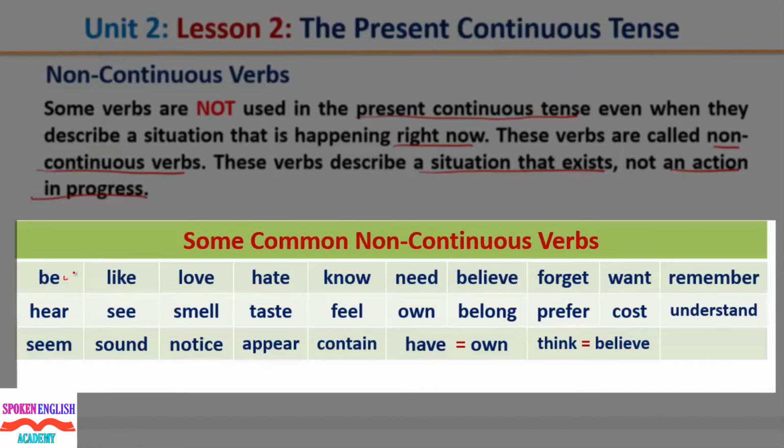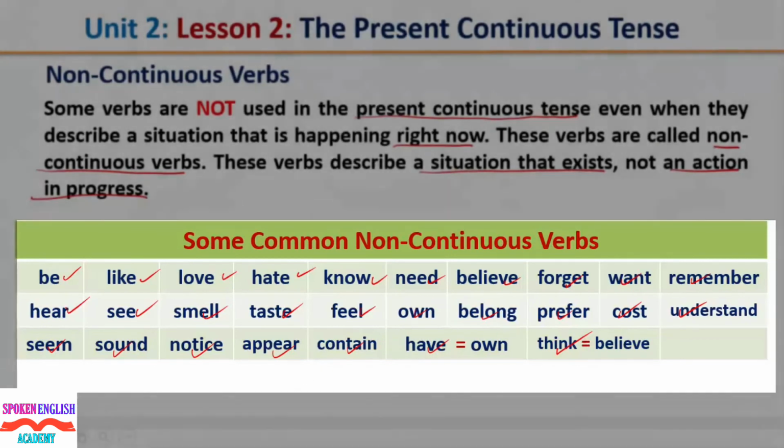Some common non-continuous verbs. So these verbs, okay, are not used in the present continuous tense. These verbs are be, like, love, hate, know, need, believe, forget, want, remember, hear, see, smell, taste, feel, own, belong, prefer, cost, understand, seem, sound, notice, appear, contain, have when it means own, think when it means believe. So these verbs are not used in the present continuous tense.